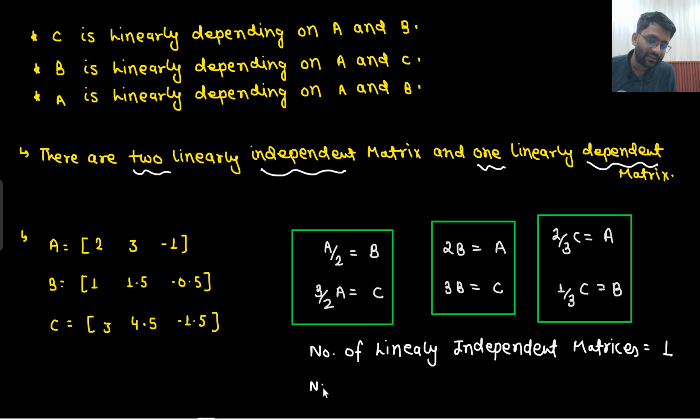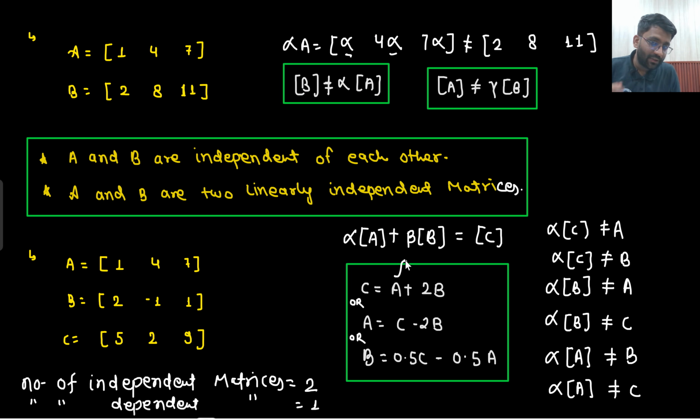But for the number of dependent matrices, if A is in your hand, what will B say? B will say that I am depending on A. If A is in your hand, what will C say? C will say that I am depending on A. So if one matrix is linearly independent, then two are dependent. If A is independent, then B and C are depending on it. Here what was the scenario? If these two are independent, then C was depending on them.